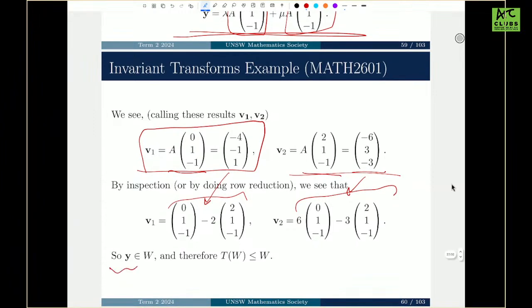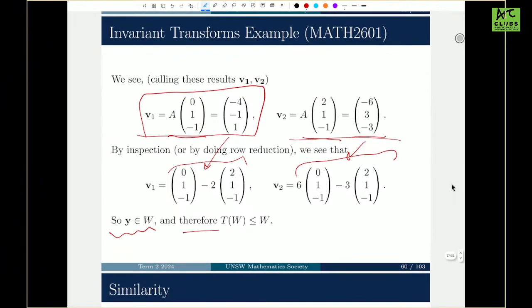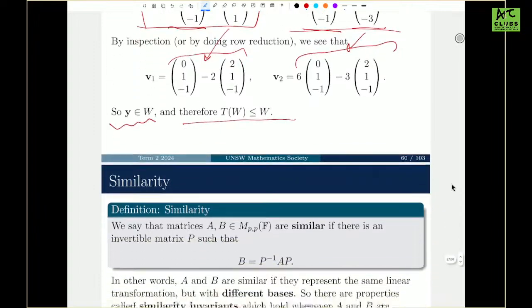So y is itself in W, because again, it's a subspace, so applying scalars keeps it in there, and therefore T(W) is a subspace of W.